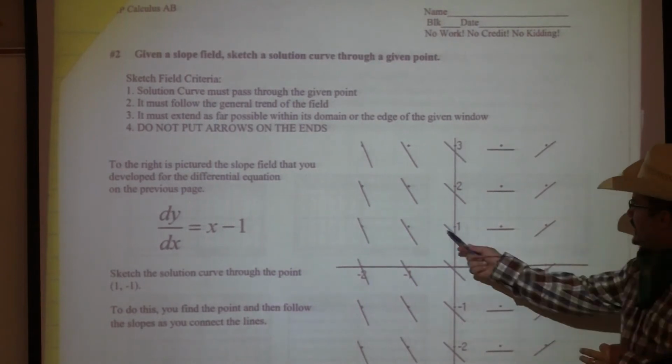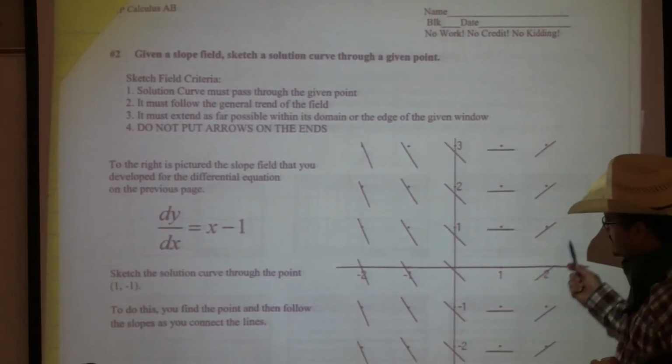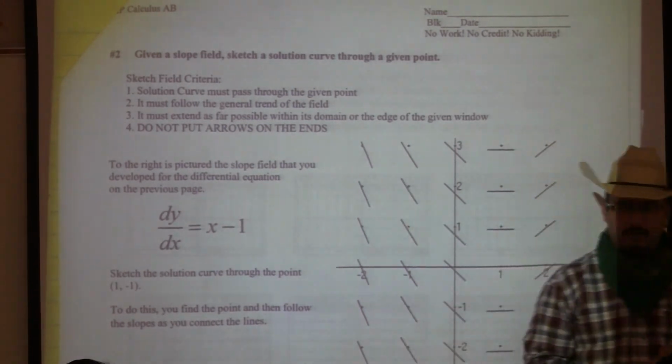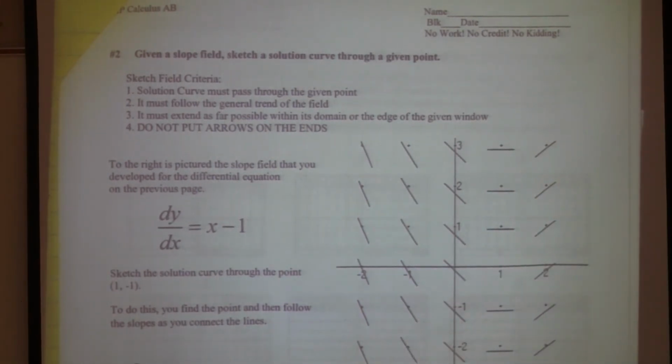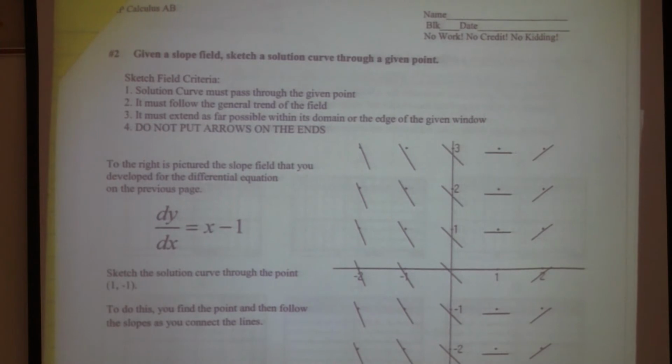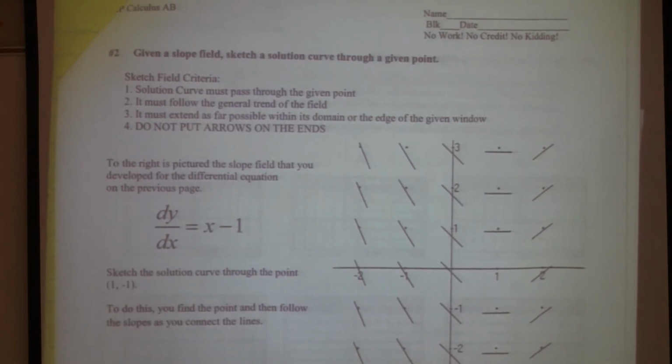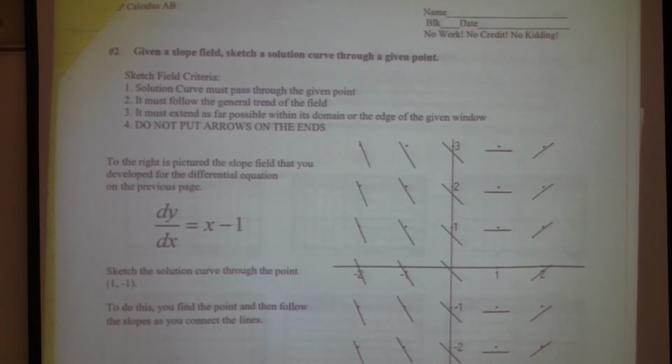It must extend as far as possible within its domain or the edge of the given window. Okay, so don't just draw like a little piece like this. You want to make sure you draw it all the way through the whole graph. Okay, and the last thing is to not put arrows at the end. Pretty cool? You think you remember to do all that?